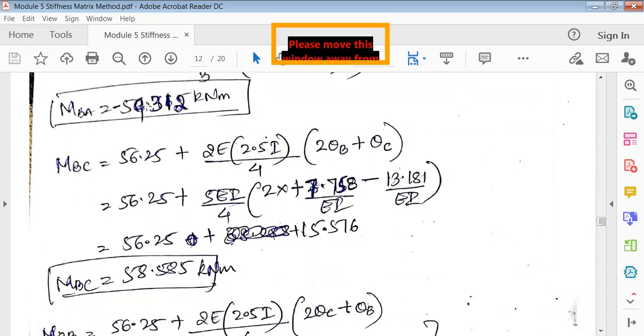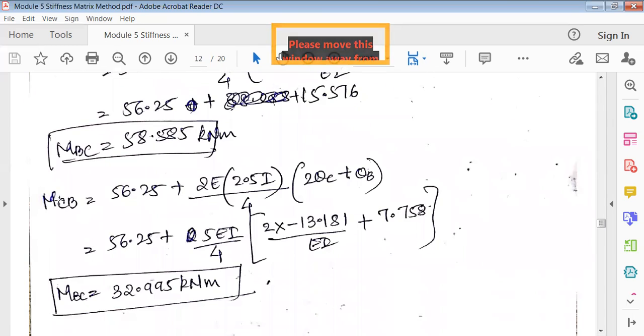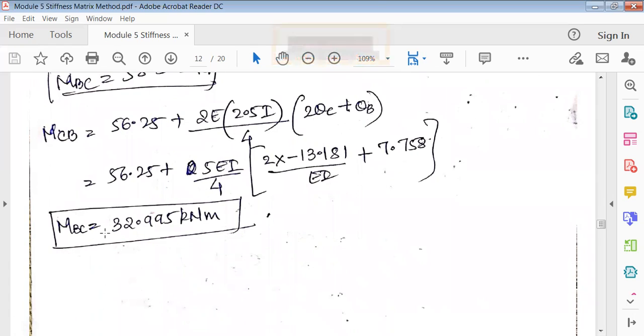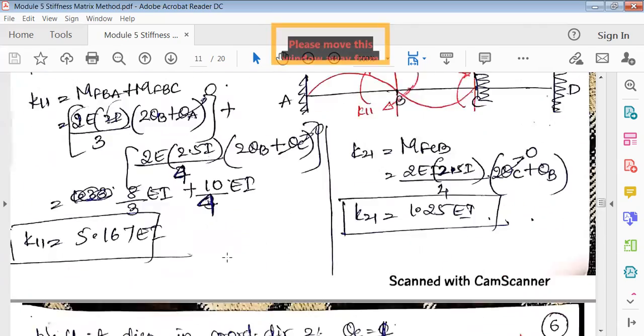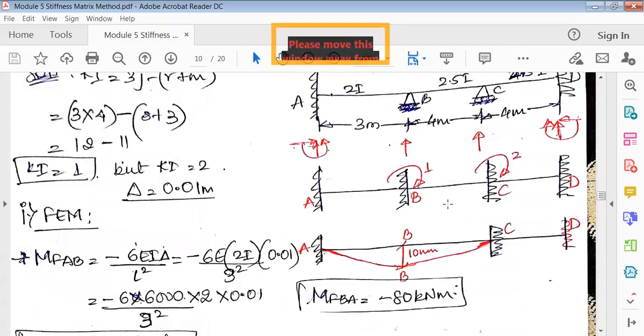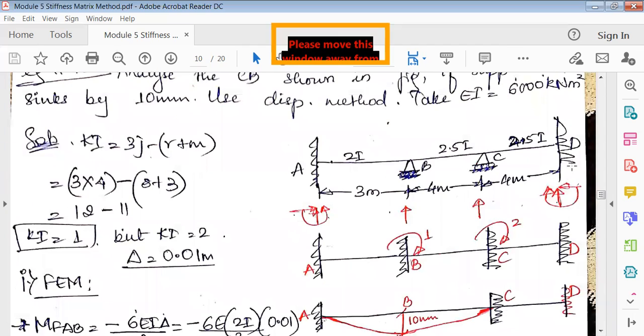The check should be that these are equal and opposite. They're almost equal and opposite. Then finally MCB is fixed end moments plus 2EI, theta B plus theta C. We have solved only up to BC, that is CB. CD will not be solved because in CD there are no loads, there is no bending happening here. So no need to find MFCD and MFDC.